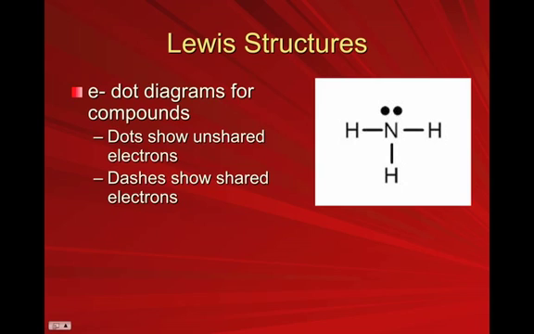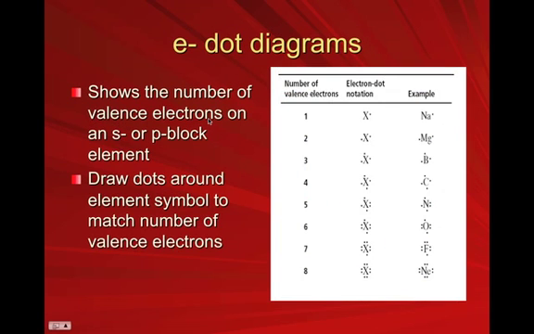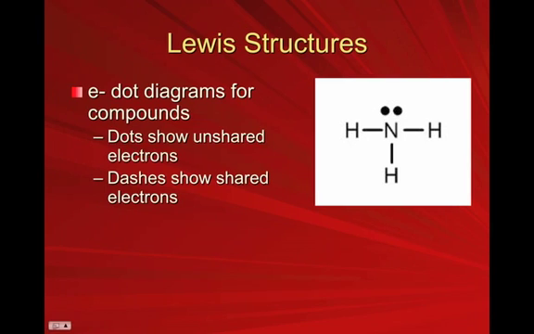So a Lewis structure is basically an electron dot diagram for a compound instead of an element. Back here, we had the electron dot diagram for an individual element. Here is for a whole compound. The dots right here show unshared pairs of electrons. So these electrons only belong to this nitrogen. They do not belong in any way to the hydrogen. And the dashes right here show paired electrons. Each dash represents 2 electrons, so these 2 electrons are shared between the hydrogen and the nitrogen.